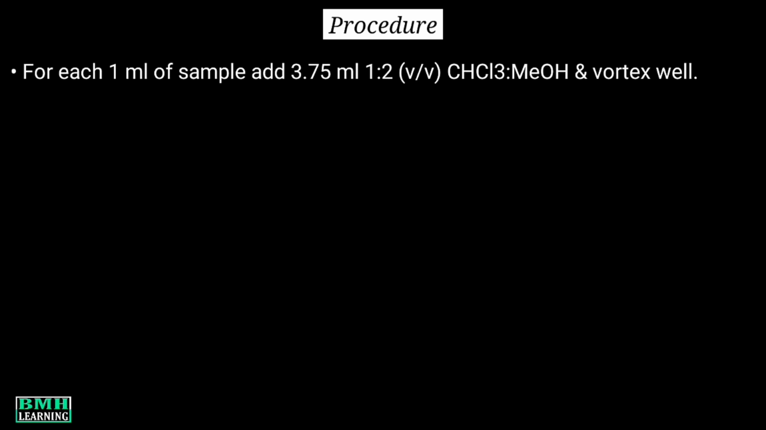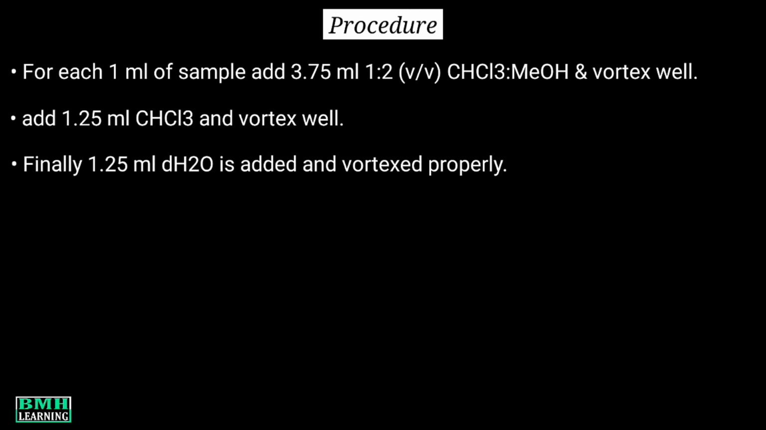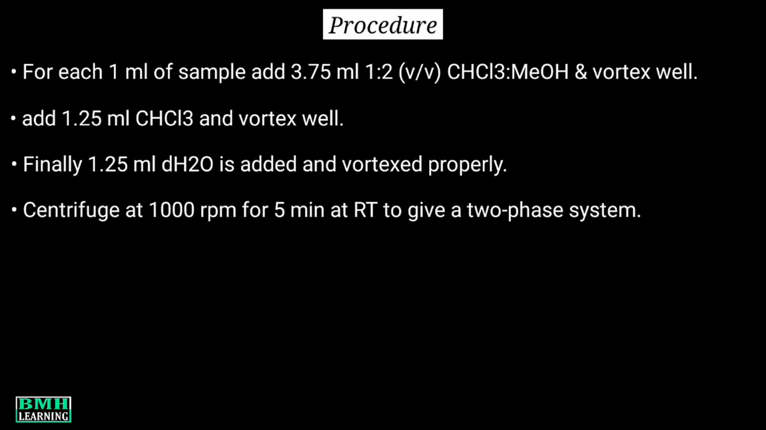For each 1 ml of sample, add 3.75 ml 1:2 chloroform methanol and vortex well. After this, add 1.25 ml chloroform and vortex well. Finally, 1.25 ml distilled water is added and vortexed properly. Then centrifuge at 1000 rpm for 5 minutes at room temperature to give a two-phase system. That is, a system having aqueous top and organic bottom.